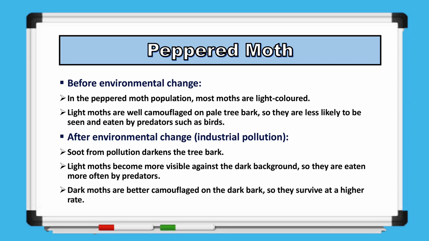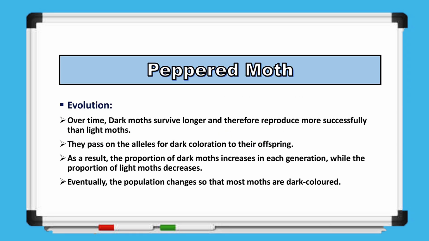However, during the Industrial Revolution, pollution increased significantly. Soot from factories darkened the tree trunks and killed the lichens, changing the environment. This made light-colored moths more visible to predators, so they were eaten more frequently. At the same time, dark-colored moths became better camouflaged against the blackened bark, giving them a survival advantage. Because dark moths were less likely to be eaten, they survived longer and reproduced more successfully.